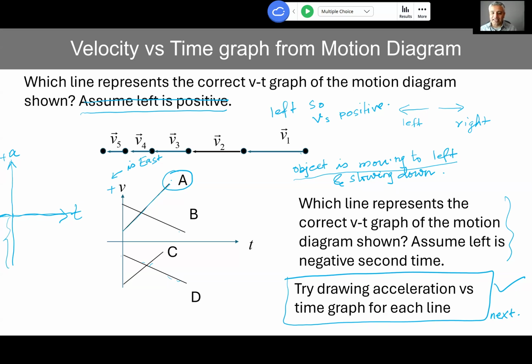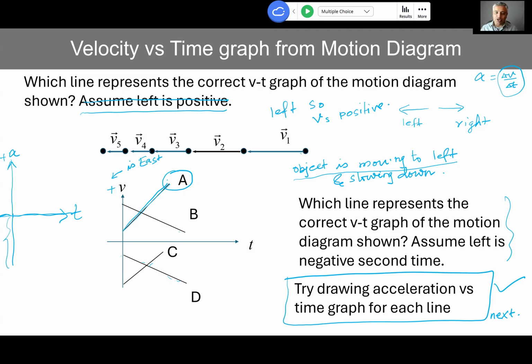Another way to say acceleration is the rate of change of velocity. The rate of increase or decrease of velocity is acceleration. Whenever we divide something by a time interval, we say that's the rate of change with respect to time, right? So acceleration is the change in velocity over time. If the slope is constant, that means the acceleration is constant.